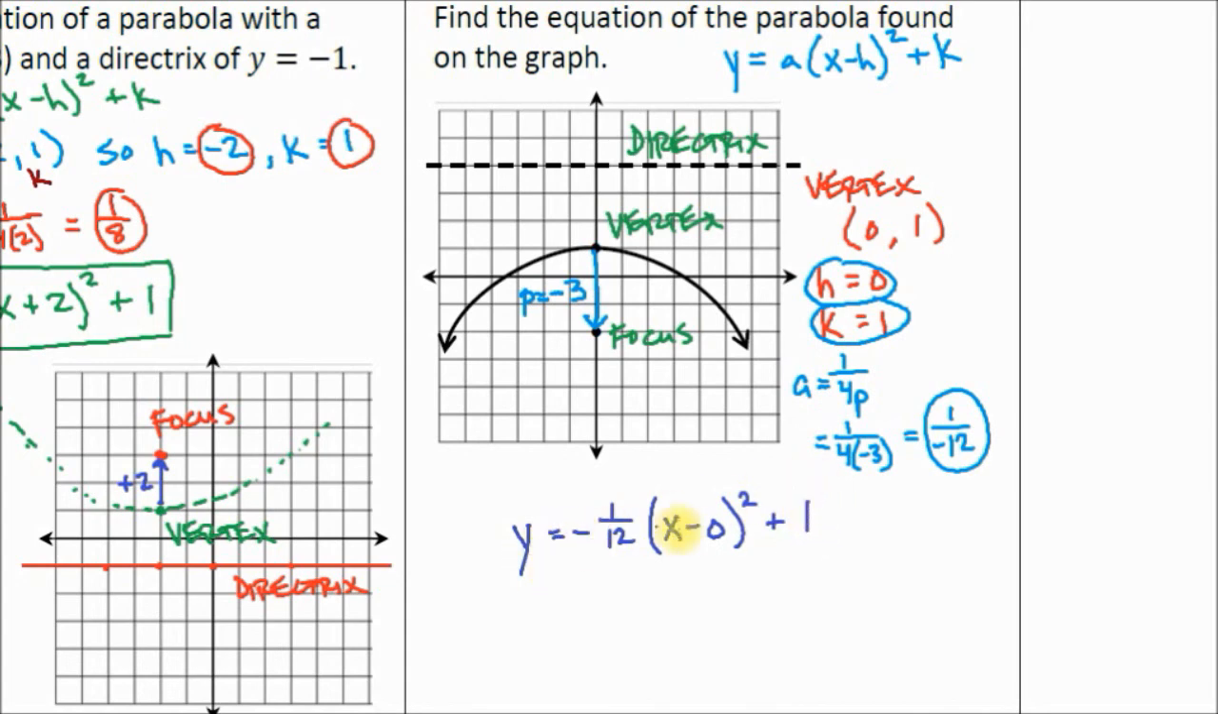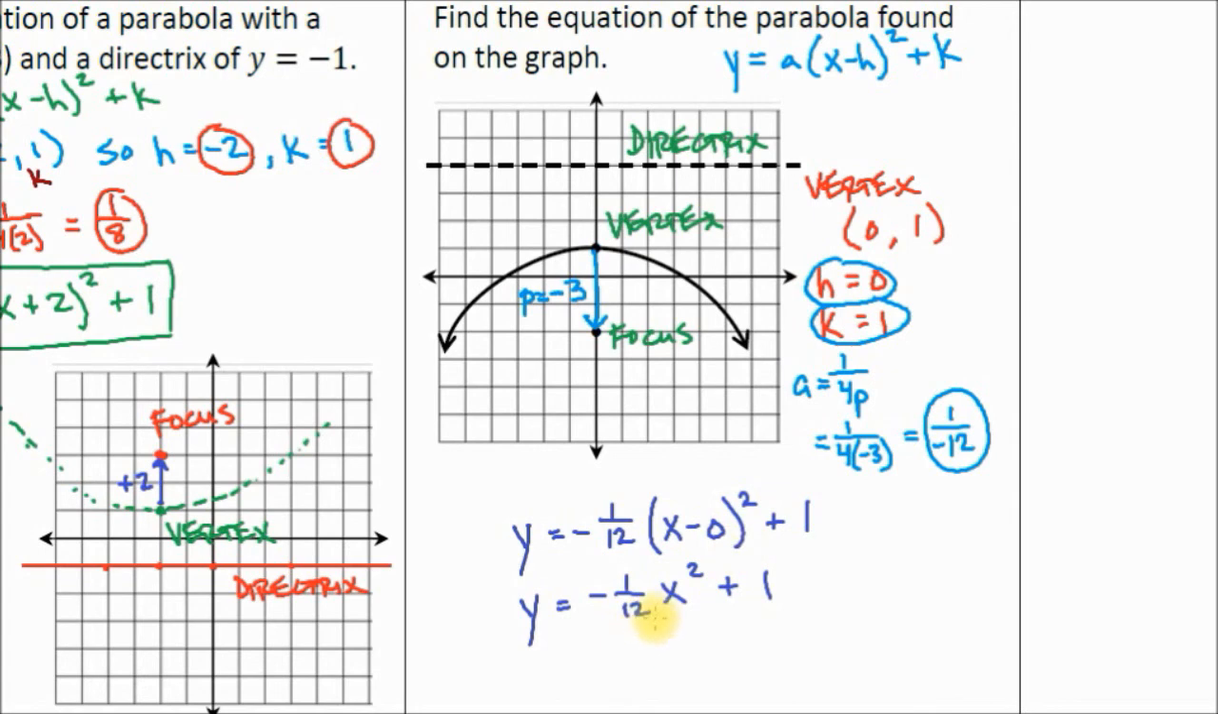Let's go ahead and simplify this. We don't have to write the 0 there. So let's finish this up by writing y equals negative 1/12 times x squared plus 1. We can drop the 0 because it doesn't change the value inside of our parentheses. It's just going to be x.